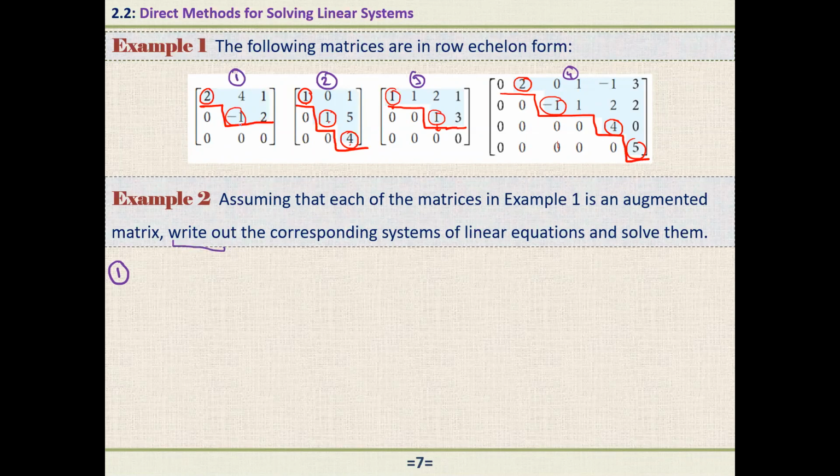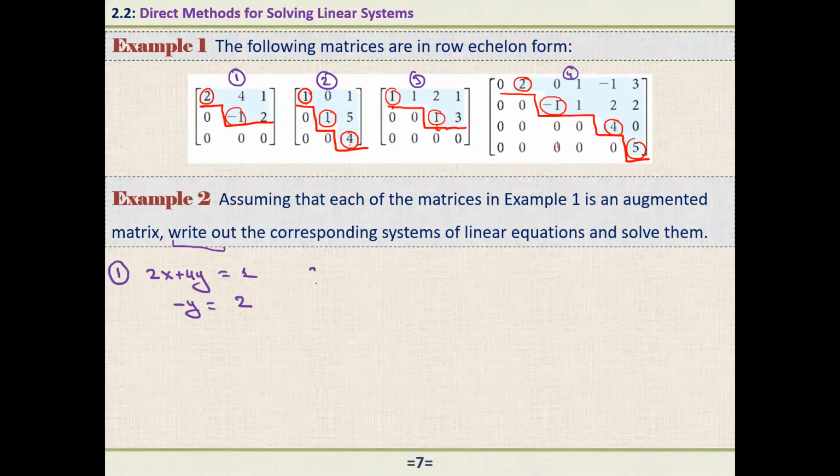So how many variables do we have here? Here we have 2 variables. Why? Because we have 2 columns here. So I can use only x and y. Here that's the coefficient of x. So here we have 2x plus 4y is equal to 1. And the next one, 0 times x, so it's just minus y is equal to 2. And the last line is all zeros, so we don't have to write this.